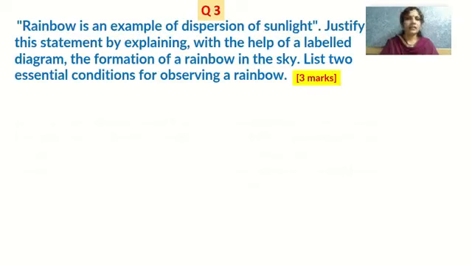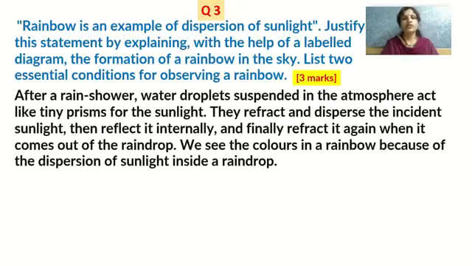So you write like this, that after it rains, water droplets are present in the atmosphere, and all these water droplets act like tiny prisms for the sunlight. They refract and disperse the incident sunlight, then reflect it internally, and finally the light is refracted again when it comes out of the raindrop. So the formation of a rainbow is a combination of 3 phenomena, children, and we see the colors in a rainbow because of dispersion of sunlight inside the raindrop.